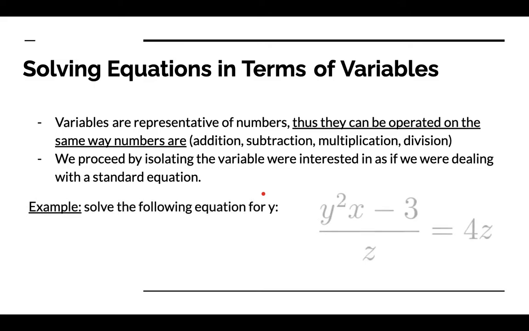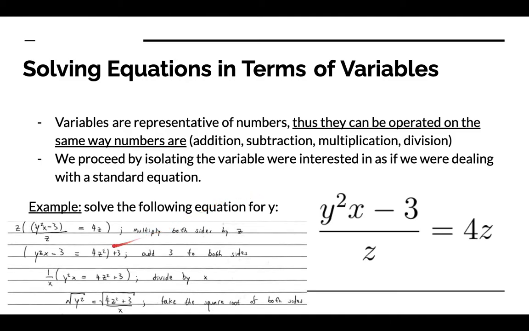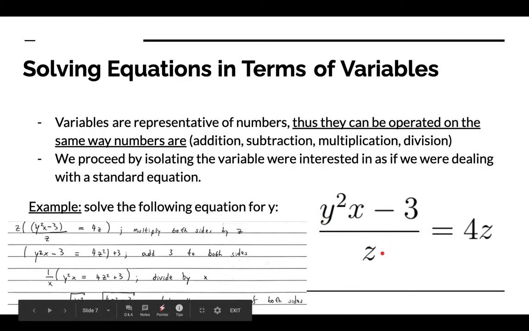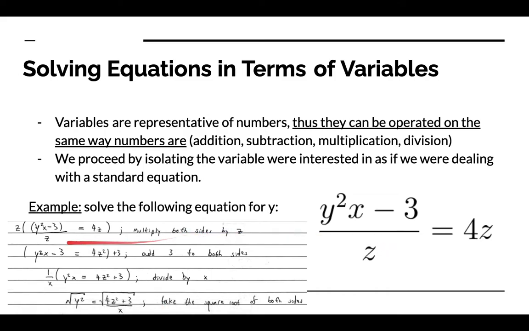So, for example, solve the following equation for y. y squared x minus 3, divided by z, equals 4z. Again, we're trying to solve for y. We can treat x and z as numbers, okay? So we can perform the same operations with x and z as we do with regular numbers. In order to get y squared by itself, we're going to start by multiplying both sides by z. As a result, we get y squared x minus 3 equals 4z squared.